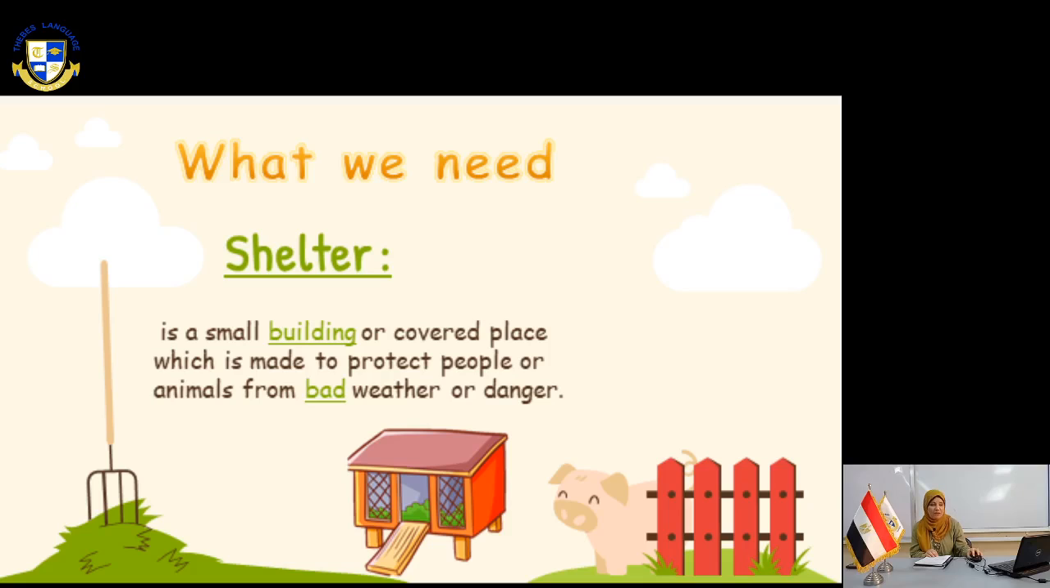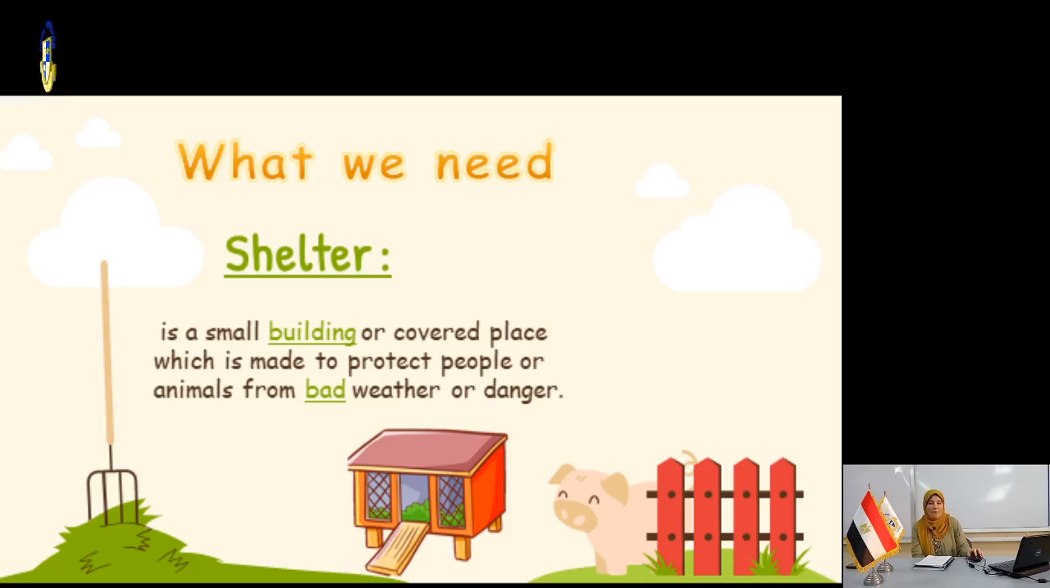Okay? And those houses are shelters for us. What is the meaning of a shelter? It's a small building or covered place. It's a place which is covered, made to protect people or animals from bad weather or danger. So the shelter, like our houses, is a small building, a covered place made in order to protect people or animals from bad weather or danger.